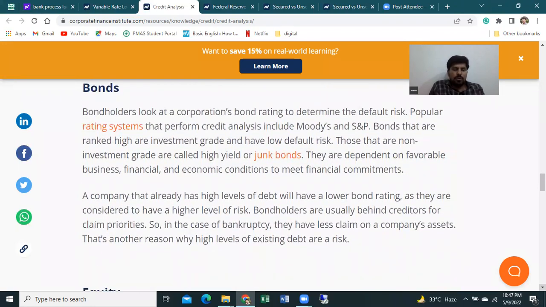The bond. The overlook of the corporation's bond rating determines the default risk, with popular rating systems. Bonds that are ranked high, investment grade, have low default risk. Those that are not investment grade are called high yield or junk bonds. They depend on favorable business, financial, and economic conditions to meet their financial commitments. A company that already has a high level of debt will have a lower bond rating, as it is considered to have a higher level of risk. Bondholders are usually behind the creditors in claims priority. So in the case of bankruptcy, they have less claim on the company's assets, especially with a high level of existing debt.